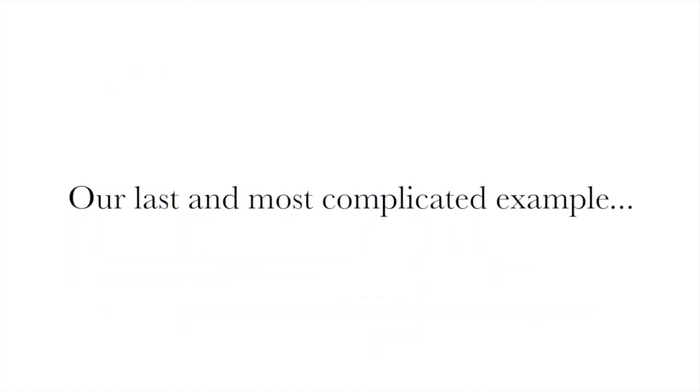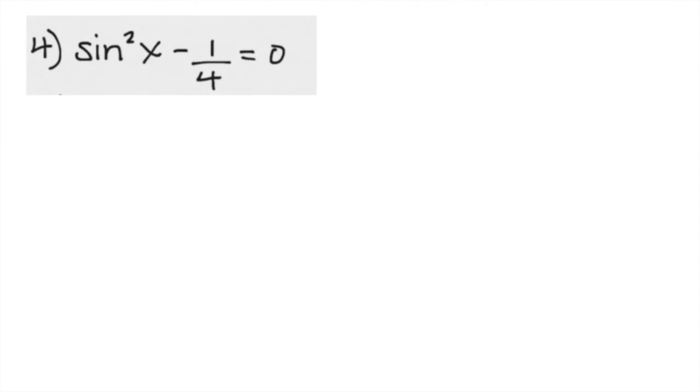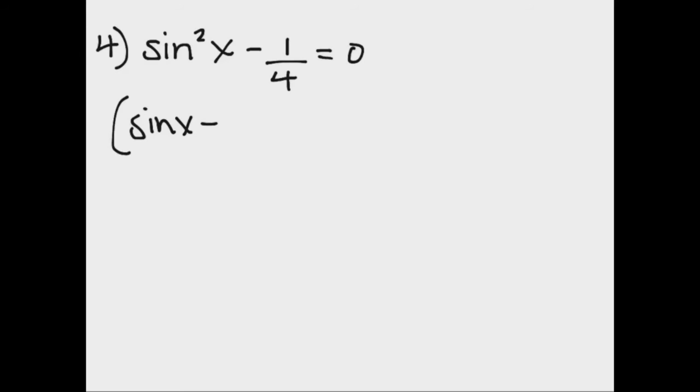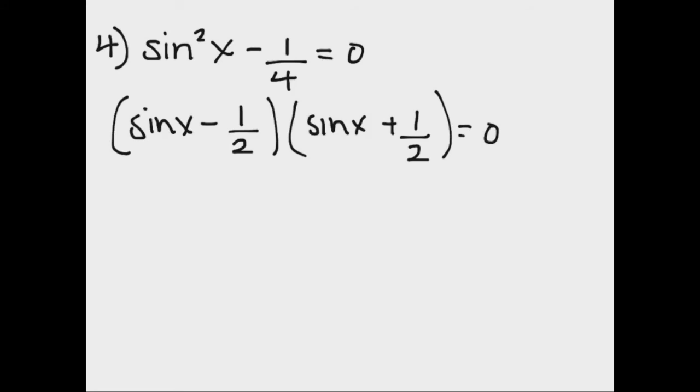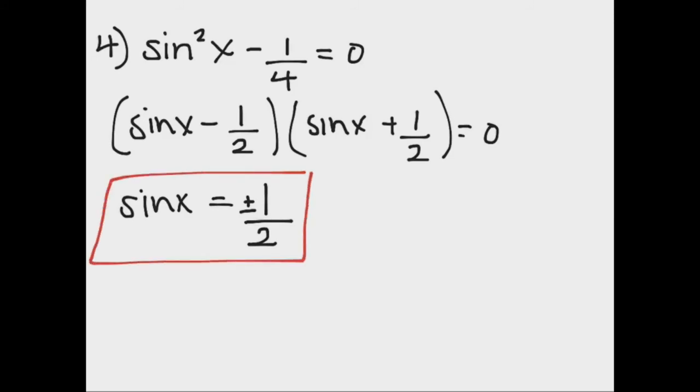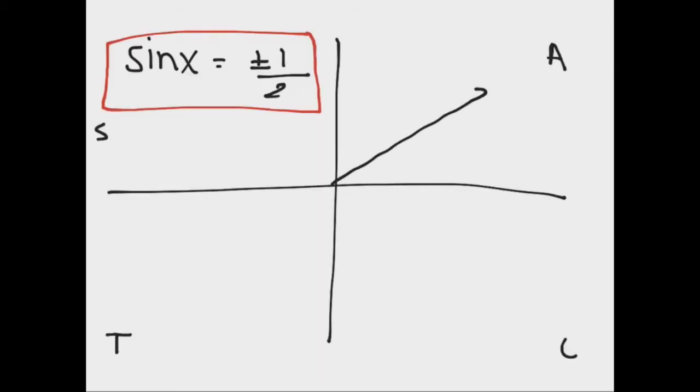Now for our last and most complicated example. This question requires us to use the difference of squares technique. The factored form of the original equation is sine x minus 1/2 multiplied by sine x plus 1/2. This means that we must solve for x, where sine is both positive and negative. In terms of CAST, we must solve for a value of x within each quadrant.